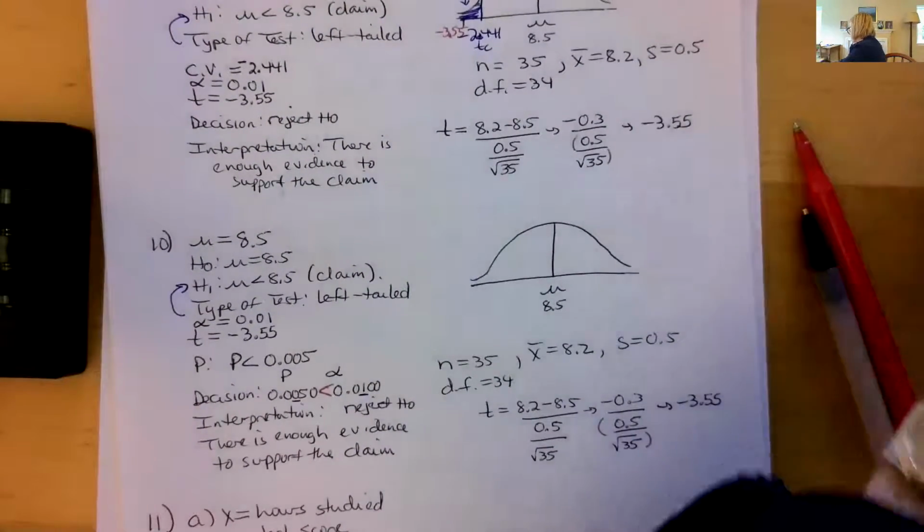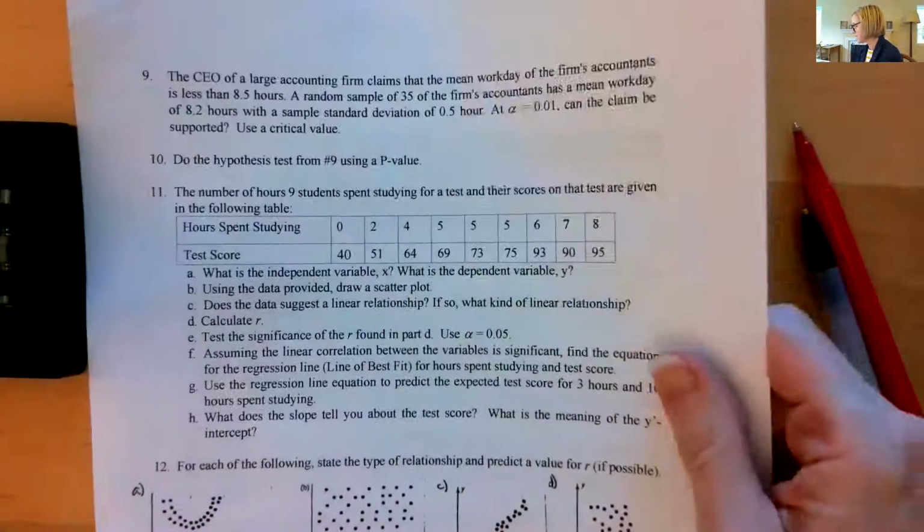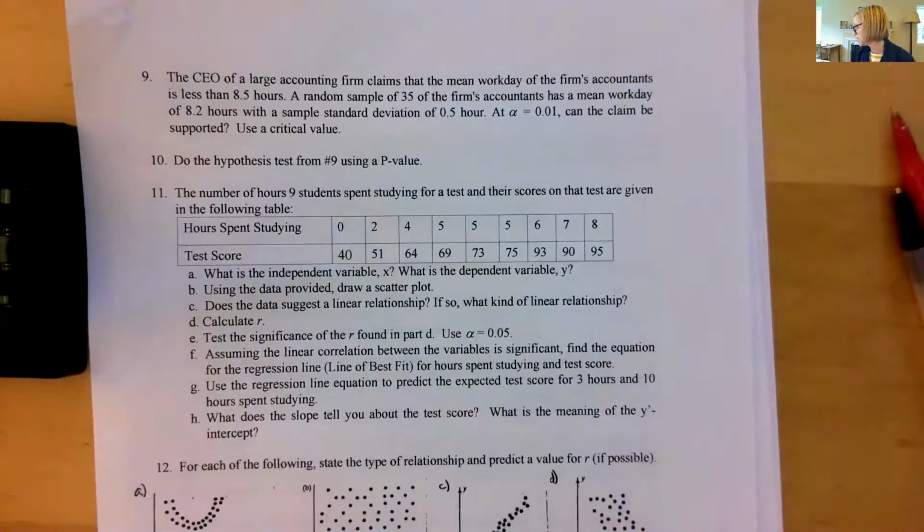So let me do number 9, finishing up chapter 8 here. Number 9 says the CEO of a large accounting firm claims that the mean workday of a firm's accountants is less than 8.5 hours. That's the claim. Less than, that's the alternative hypothesis.